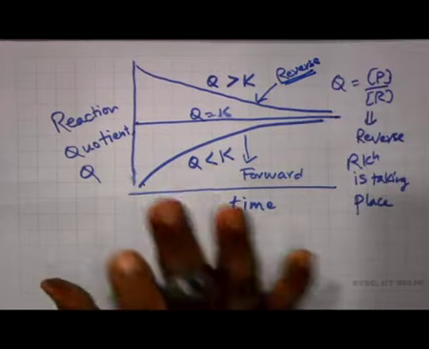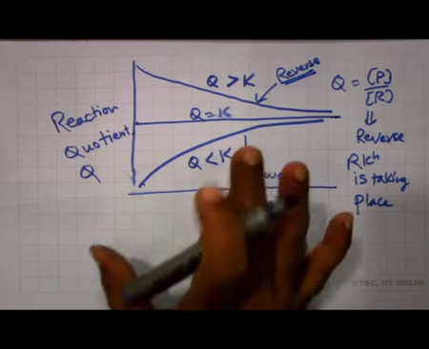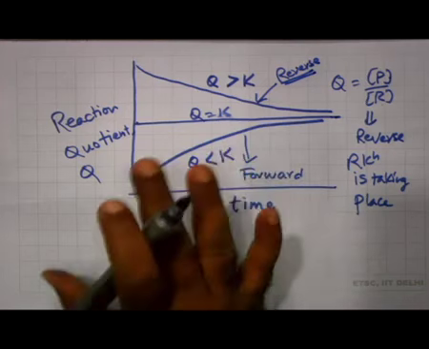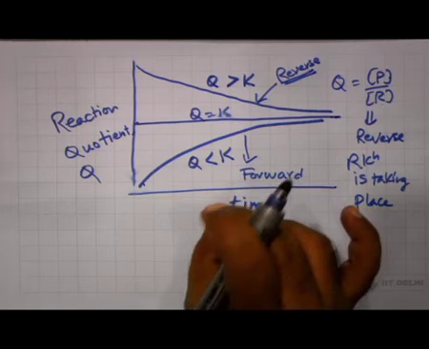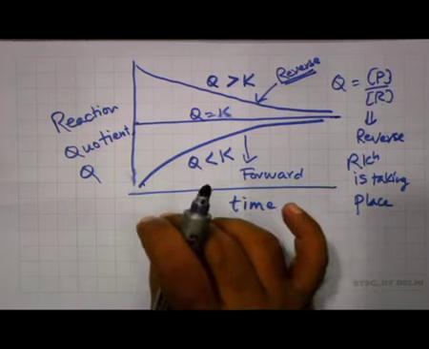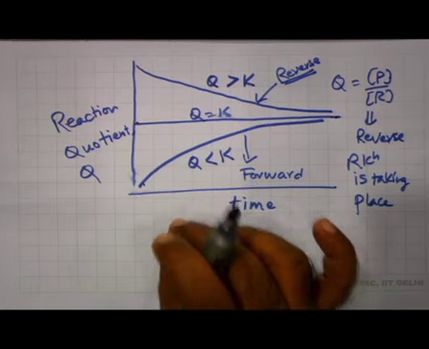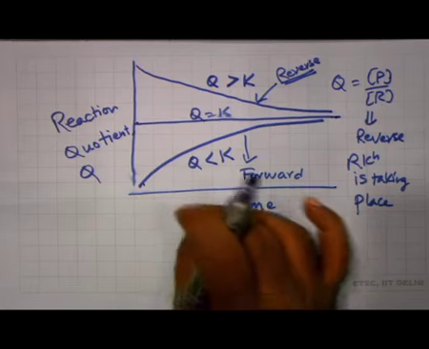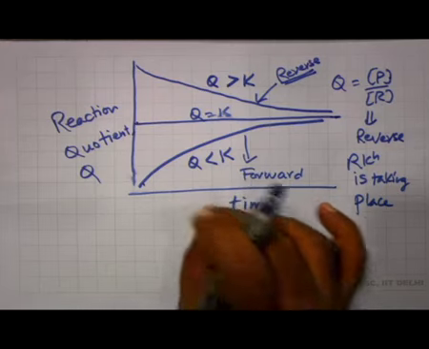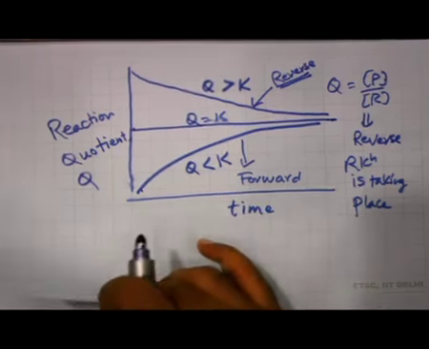And this is used to know whether a reaction will go in the forward direction or the reverse direction. So, the simple thing is, if the reaction quotient is greater than K, then the reverse reaction is spontaneous. If the reaction quotient is equal to K, then the reaction is at equilibrium. When the reaction quotient is less than K, then the forward reaction will proceed.